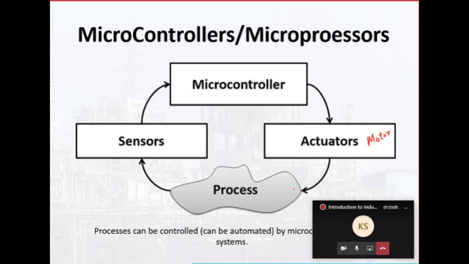In a flow, say for example, in a fluid control system, when you control the flow of fluid in a tank or something, right? Say you have a tank and you have an ultrasonic sensor, for example, and the sensor detects that the level of the liquid is below the desired limit or the minimum, then it will send a signal to the microcontroller, and the microcontroller will turn on the valve. So the valve is an actuator.